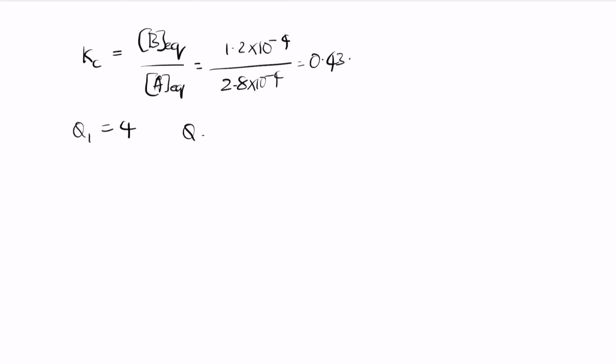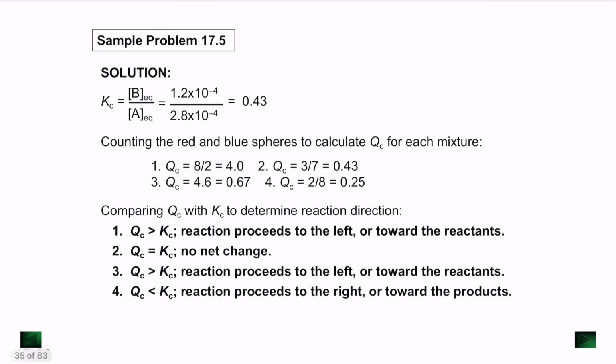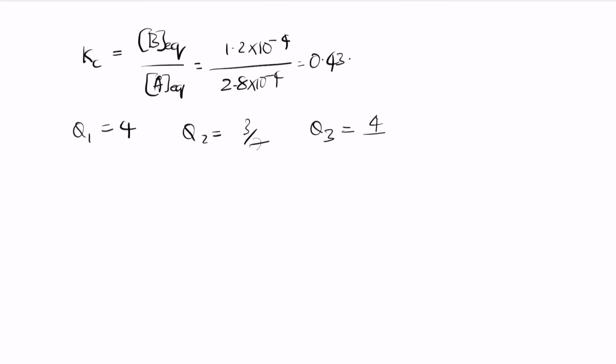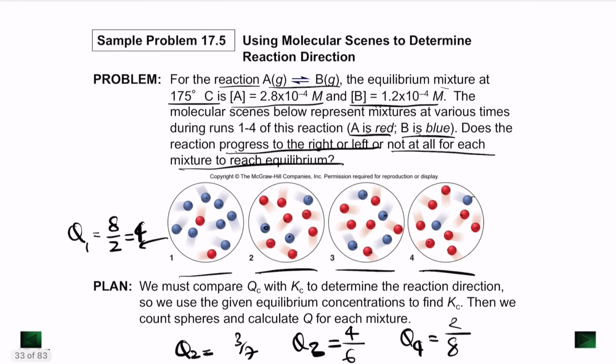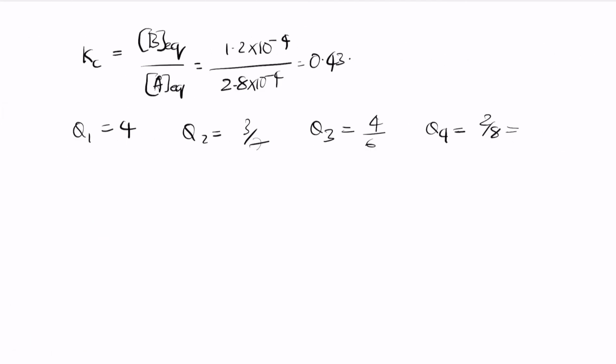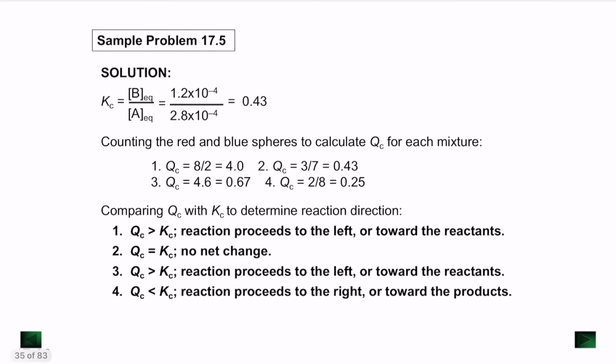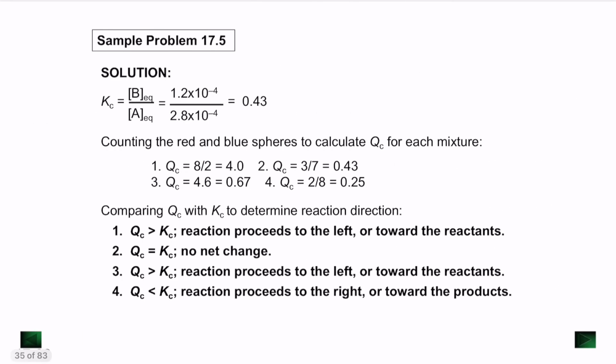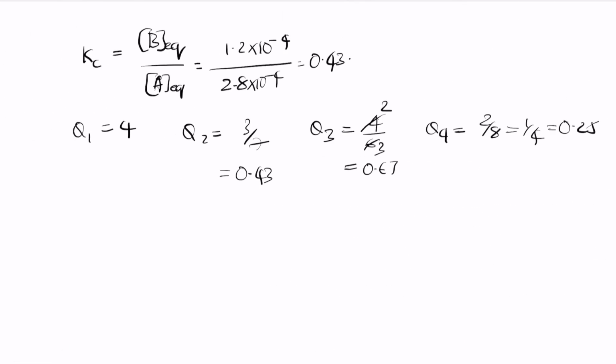Q1 is 4. Q2 is 3 over 7. Q3 is 4 over 6. And Q4 is 2 over 8, which can be written as 1 over 4, which is 0.25. 4 over 6 is 2 over 3, that is 0.66. And 3 over 7 is 0.43. And Q1 is 4.